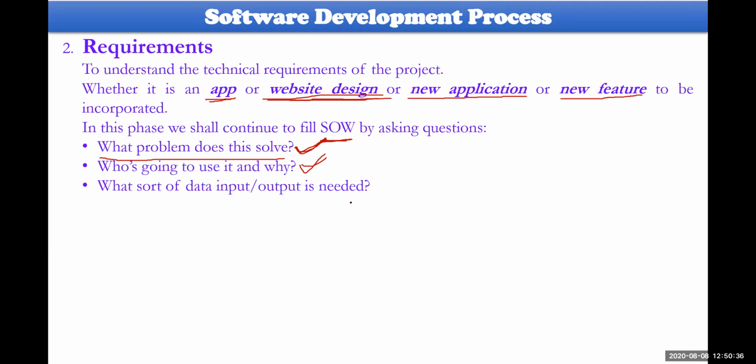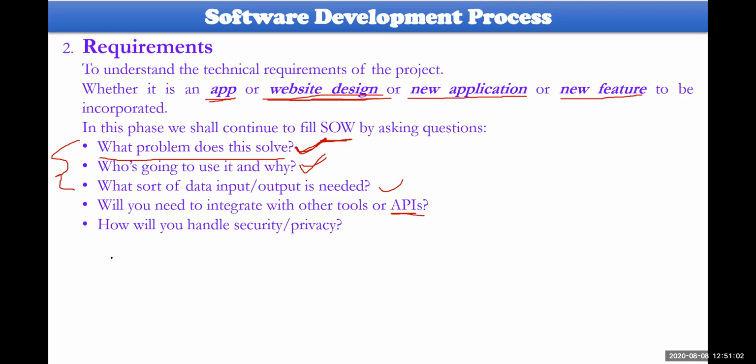That could be identified. Then, will you need to integrate any other extra tools? Are any other extra tools required for the application? APIs will be included for our project or software. All these questions must be answered in requirements. And how will you handle security or privacy?